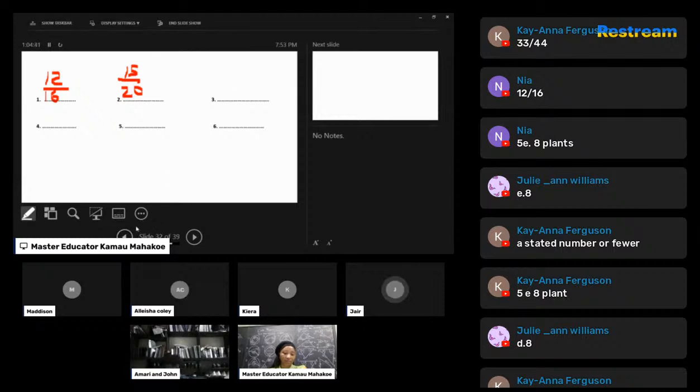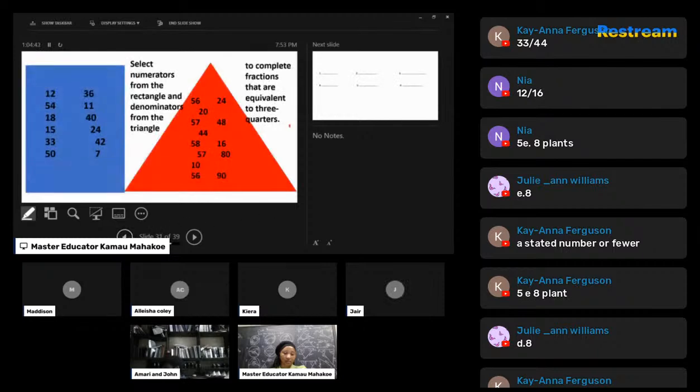Okay, miss. Select numerators. Tell me the numbers. One from the rectangle and a bottom number from the triangle that would be equivalent to 3 quarters.